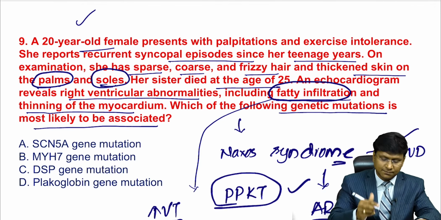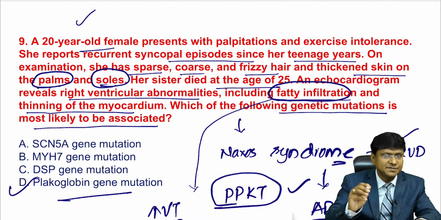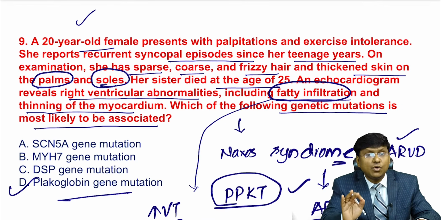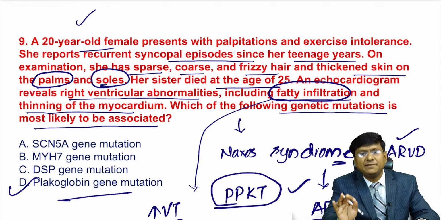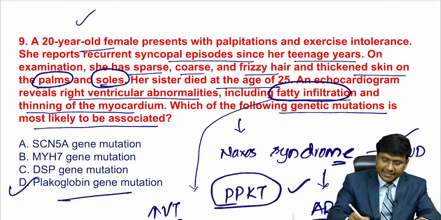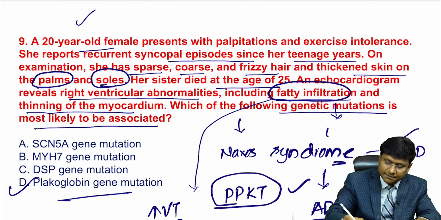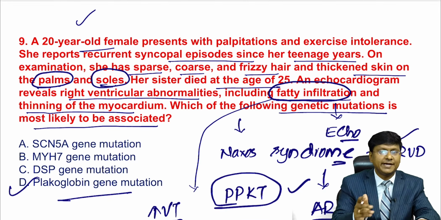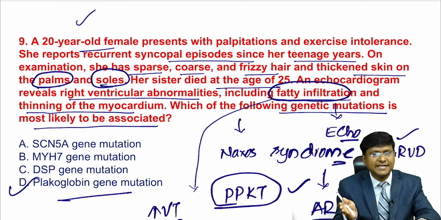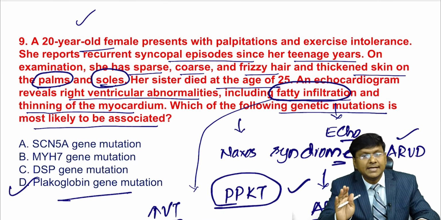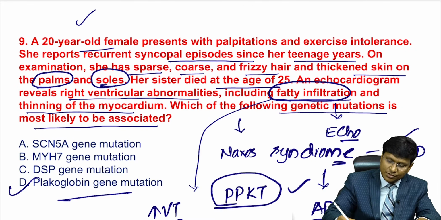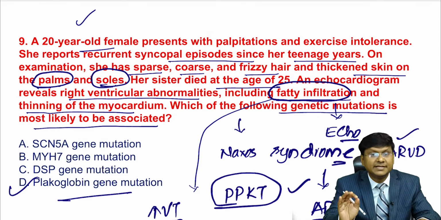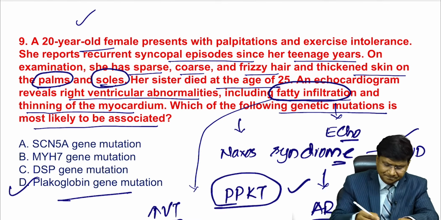In Naxos syndrome, the gene that is being mutated is the plakoglobin gene. It is the echocardiography that will demonstrate the right ventricular myocardium replaced by fibrofatty tissue, and the treatment is aimed at managing the arrhythmias as well as the cardiac symptoms. In these patients also, the treatment of choice will be the implantable cardioverter defibrillator.